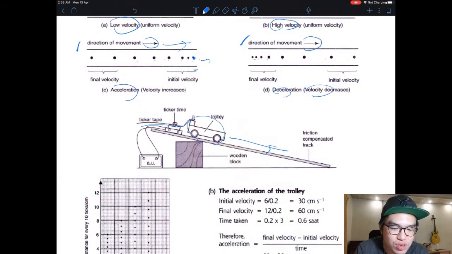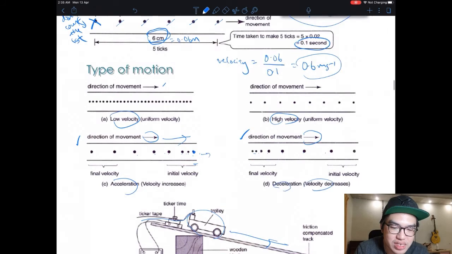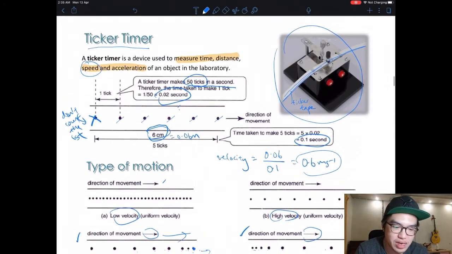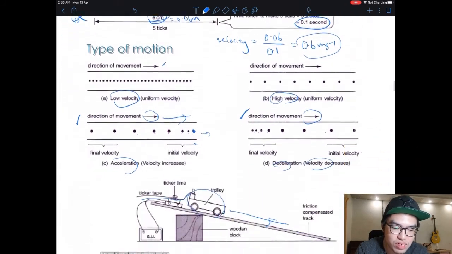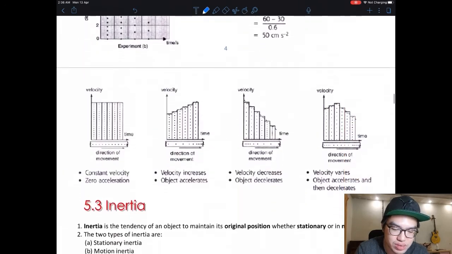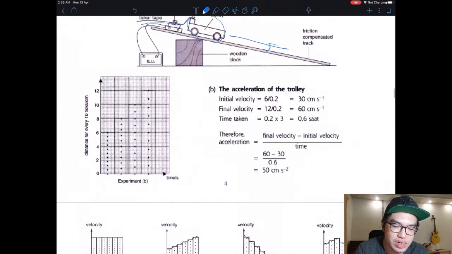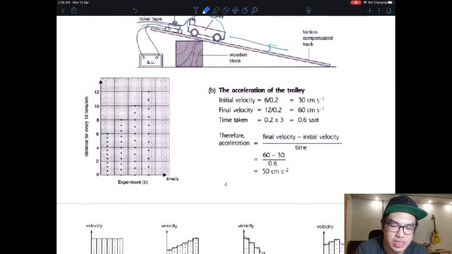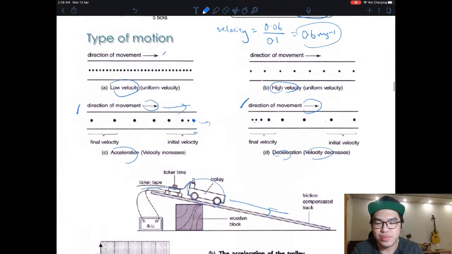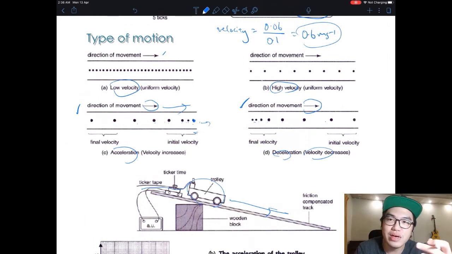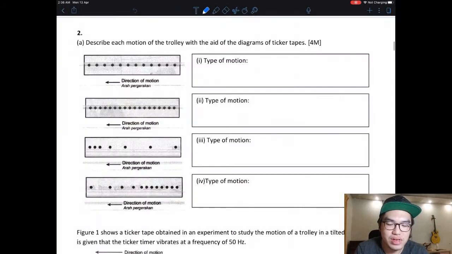All right, I think I'll stop here. This will be all because any more calculations, I think your head is going to burst. So I'll talk about the acceleration, the calculation of ticker tape, next video. Nothing much. So let's look at the exercise.